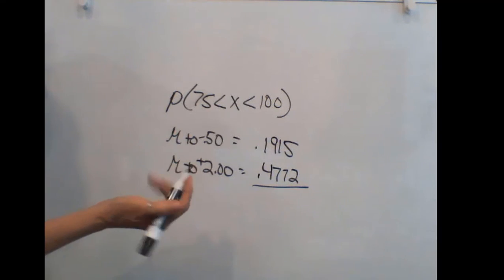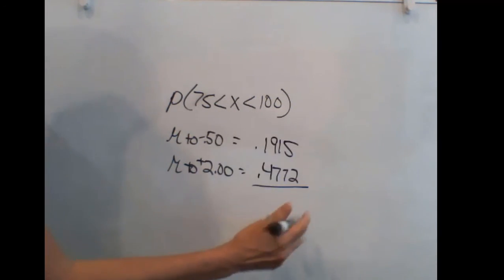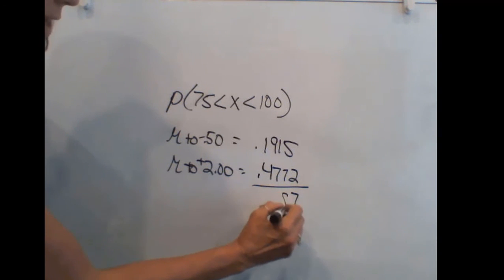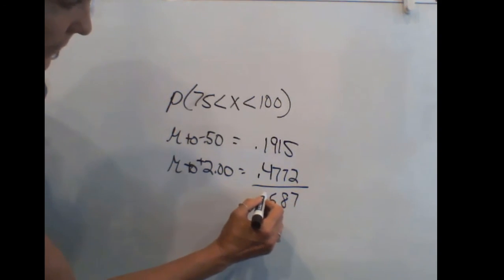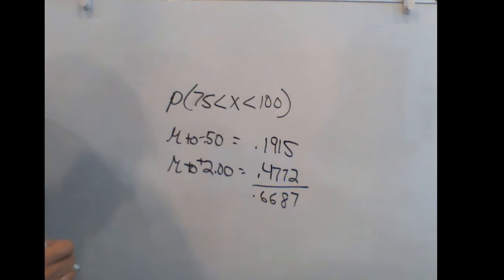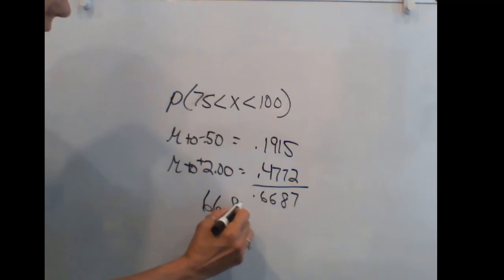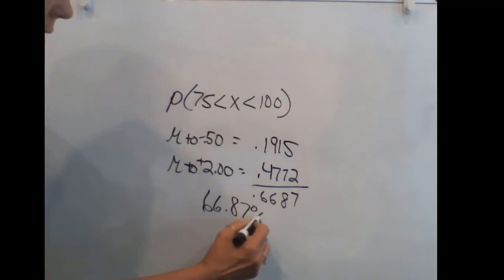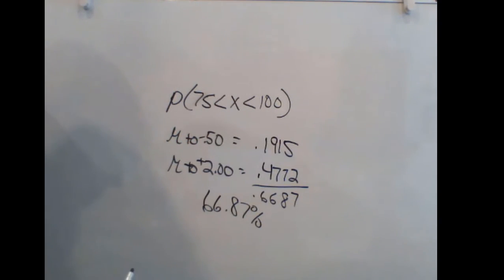So what we can do then is take these two proportions that we previously found and just add them together. And I'll do that very fast. And we end up with a proportion of 0.6687, or I can interpret it by saying that 66.87% of the scores are between a score of 75 and 100.